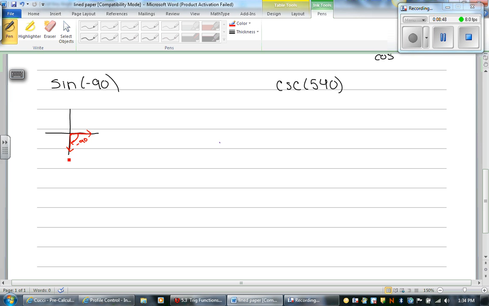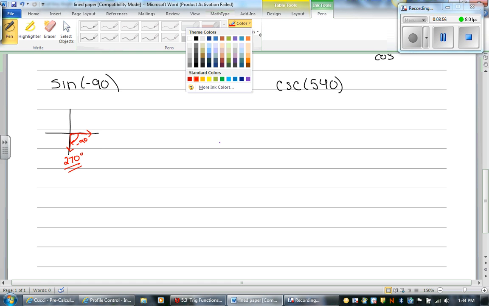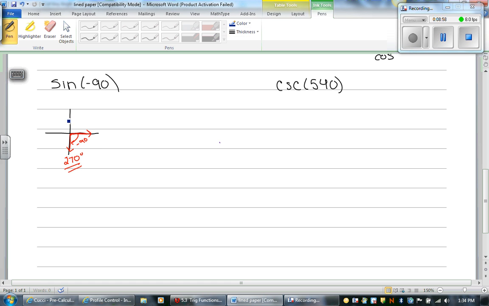And we know that negative 90 is going to be the same thing as 270. These two angles are coterminal with one another. Coterminal means if I went from here to here, that's 270 degrees, a coterminal angle that shares the same initial and same terminal ray. So sine at 270 degrees, here's my point, (0, negative 1). Sine is negative 1.